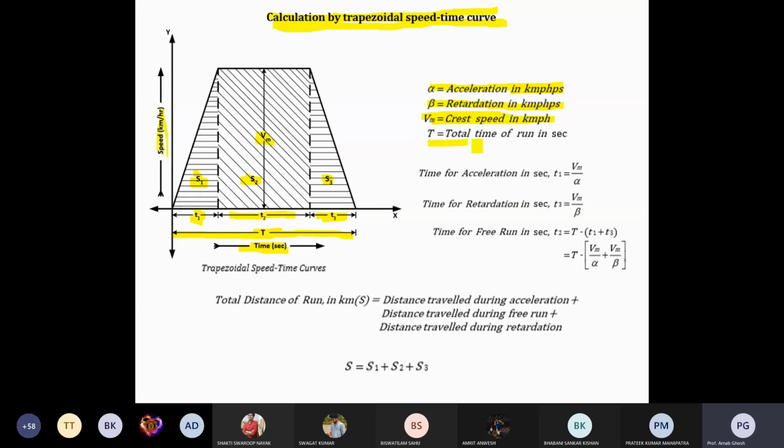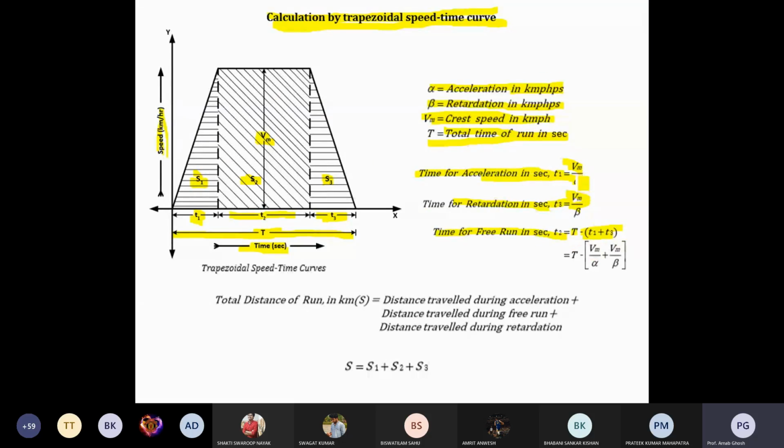T1 equal to, you know that, V equal to 80, that I am telling you. Alpha is the acceleration. So T1 equal to Vm by alpha. For the retardation, T3 equal to Vm by beta. Okay, so those considerations are there. For the time of the free run condition, T2 equal to T minus T1 plus T3.